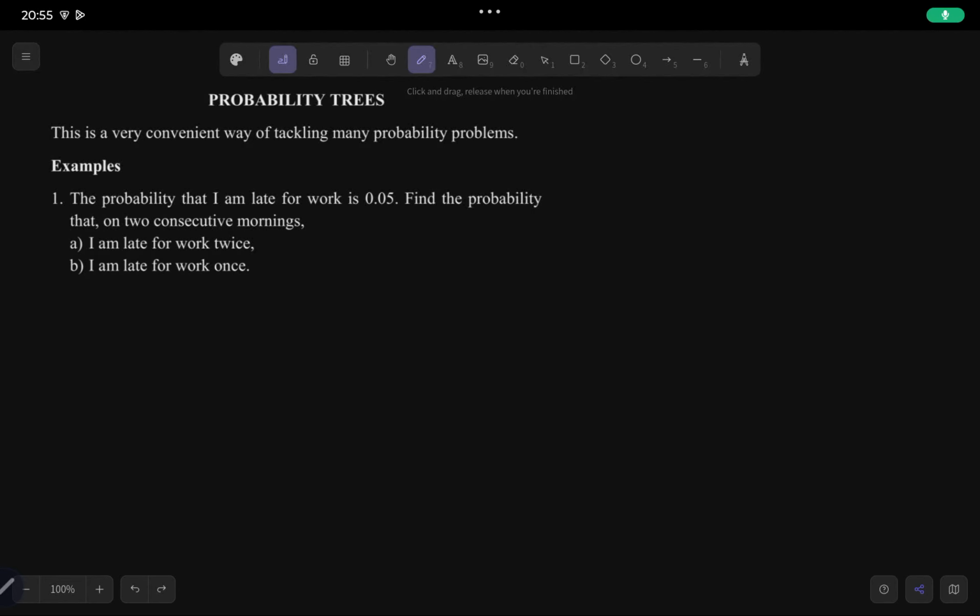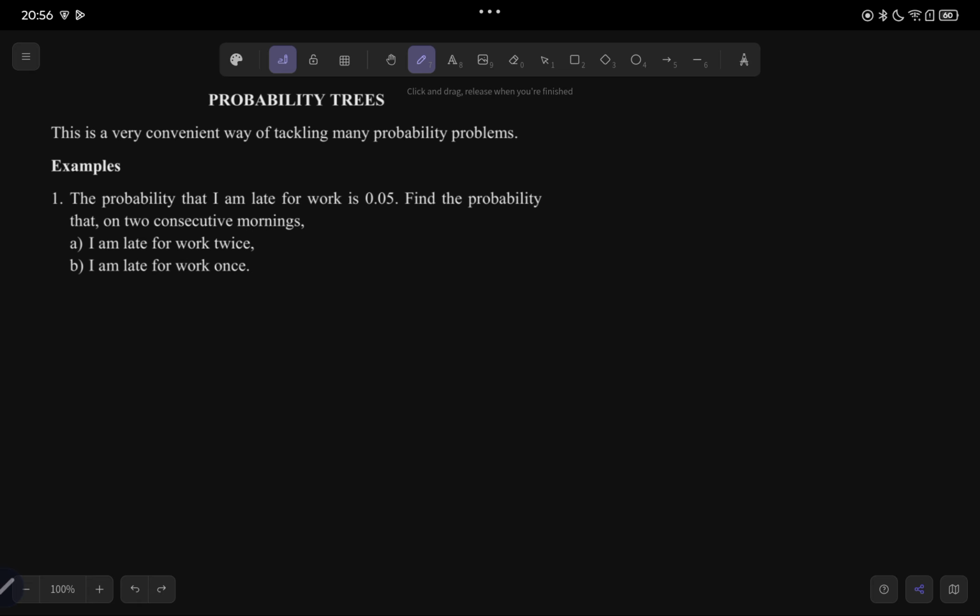Welcome to yet another episode in our probability theory lessons. And today, in this episode, we are looking at probability trees. Now, probability tree diagrams are a very convenient way of tackling many probability problems. And to illustrate them very well, we shall use examples.